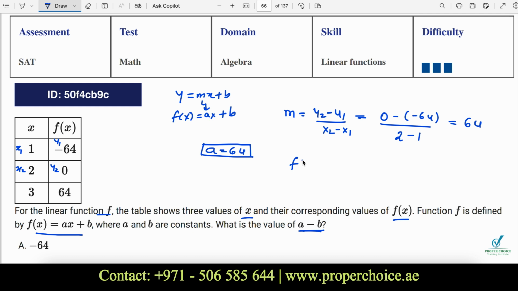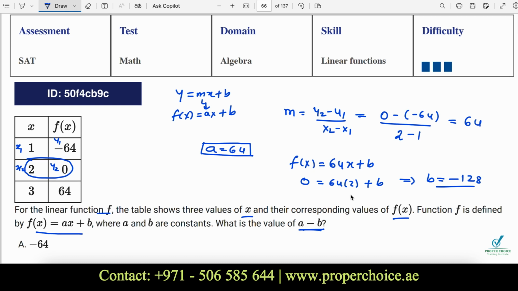Now your function becomes f(x) equals 64x plus b. Now let me use the simple given values of x and f(x), this one will be easy. So when f(x) is 0, this is going to be 64 times 2 plus b. So from this I'll get the value of b. 64 times 2, what do you get? 128, and when you take that 128 to the other side, it becomes negative 128. This will be the value of b.